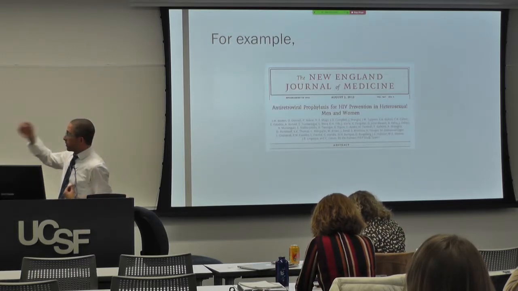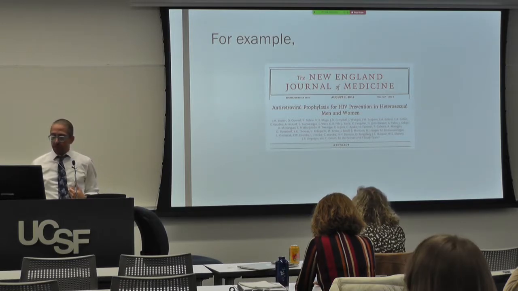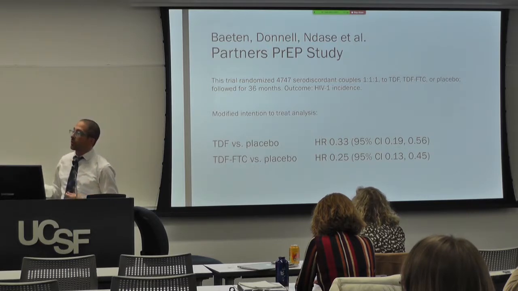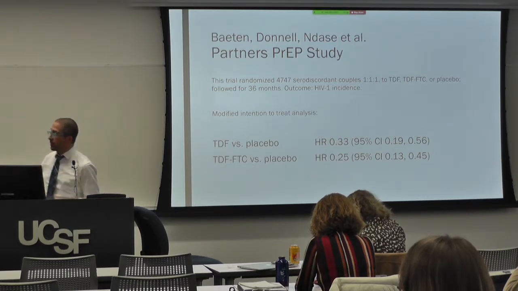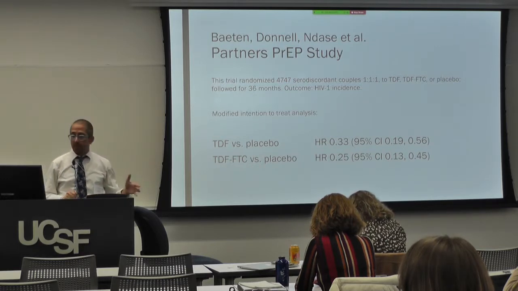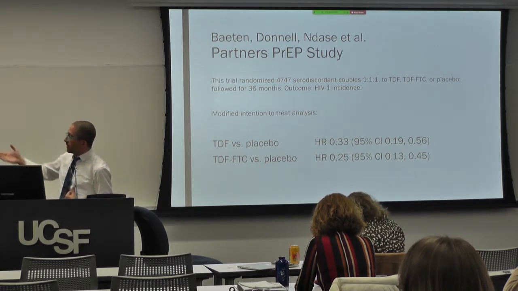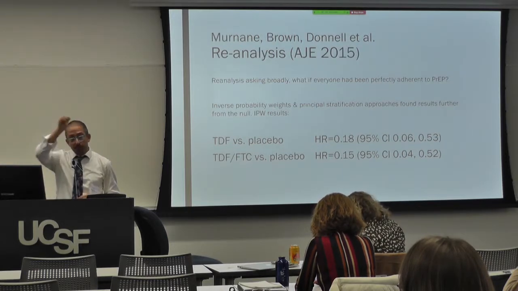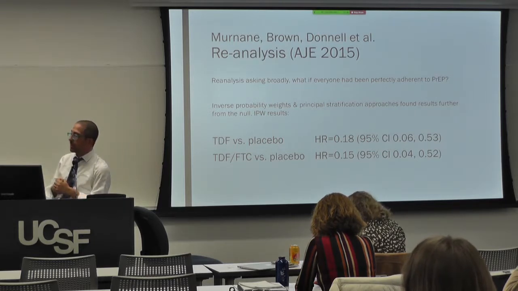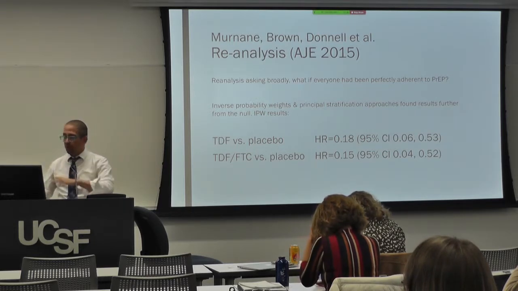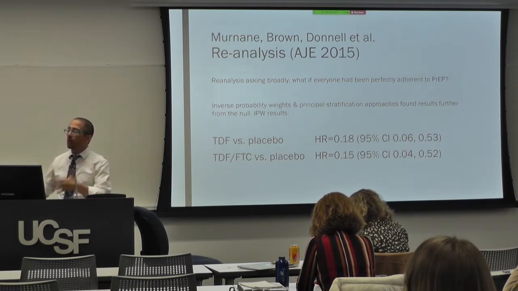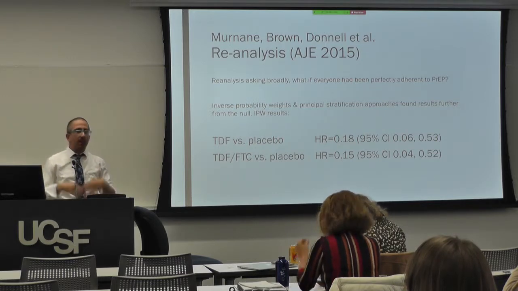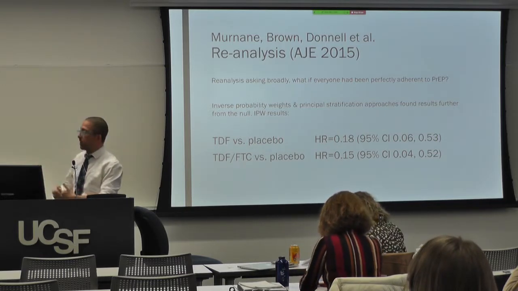It would look something like this, for example. This paper, the Partners PrEP study, randomized 4,747 serodiscordant couples to 3 arms, 2 different kinds of PrEP and placebo, followed people for 36 months. And the intention to treat analysis found hazard ratios of 0.33 and 0.25. Pam Murnane, for her dissertation, did a reanalysis asking a couple of different questions in the space of what if everyone had been perfectly adherent to PrEP, and using inverse probability weights and principal stratification, and found things even further from the null, which is what you'd expect.